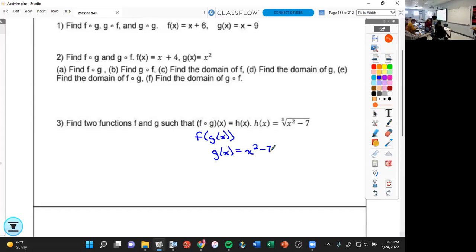Okay. So what is f of x going to be? Basically, think about it. I'm taking out the x squared plus 7 and replacing it with an x. I'm working backwards. The cube root of x. That's it. We're done. Okay. Inside out. Inside out.